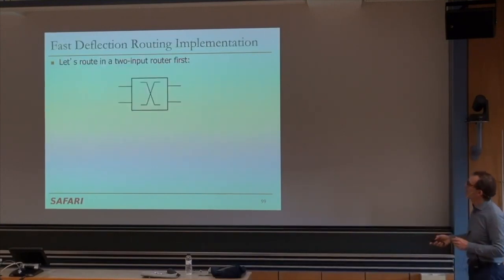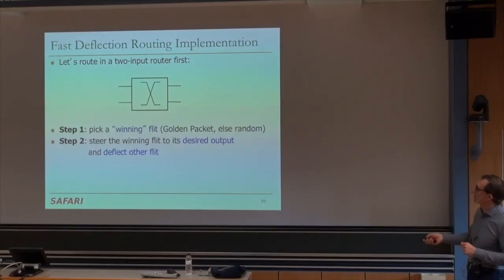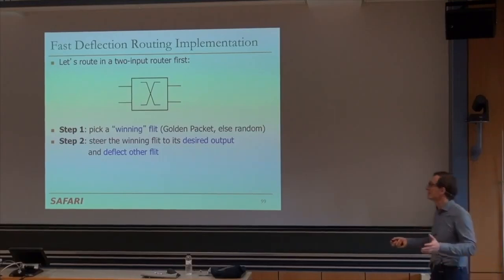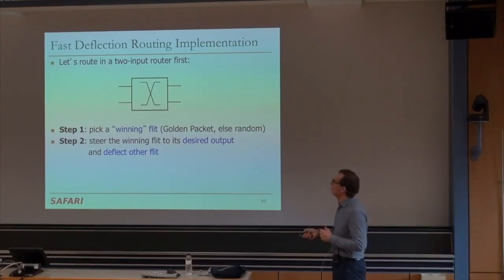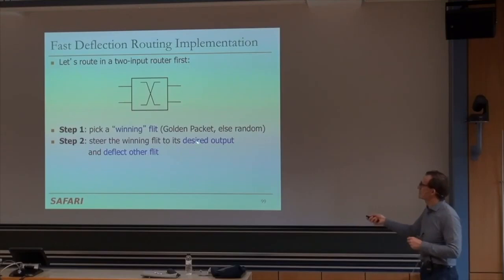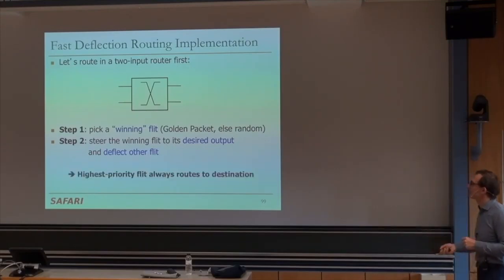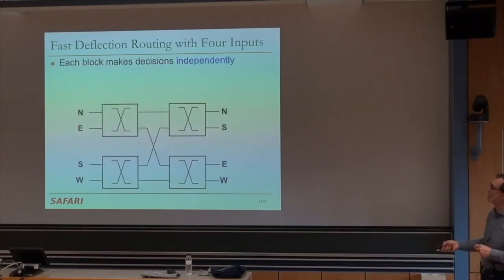Now, what does this mean? Basically, okay, we've discussed this already, but basically you pick a winning flit. If it's golden, you pick the golden one. Otherwise, you pick a random one. And that random one is not necessarily a good choice. And then you steer the winning flit to its desired output and deflect the other flit. So the highest priority flit always routes to its destination.